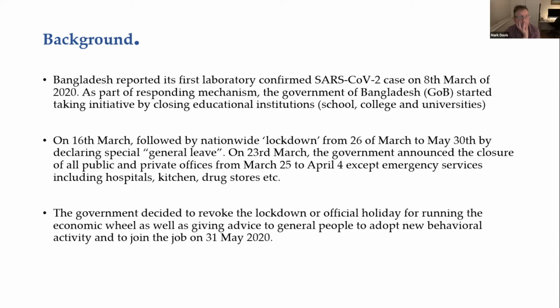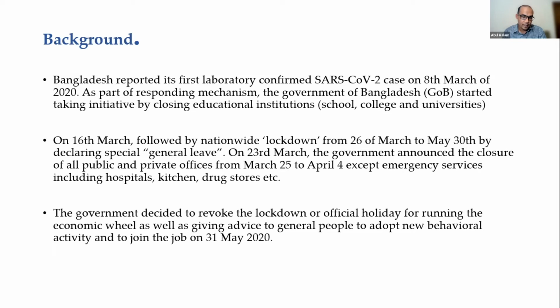So the first phase of lockdown was from 26th March to 30th May. And from that time, the government announced the closure of all public and private offices, except the emergency services, including hospitals, restaurants, and drug stores. And that is the first phase that I have talked about.